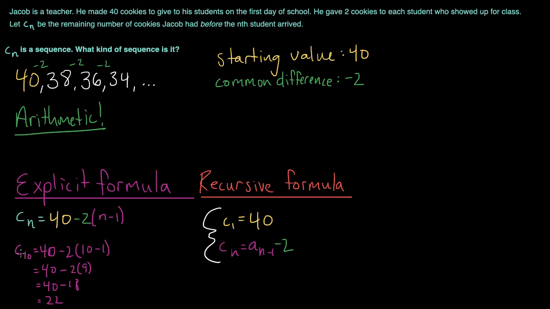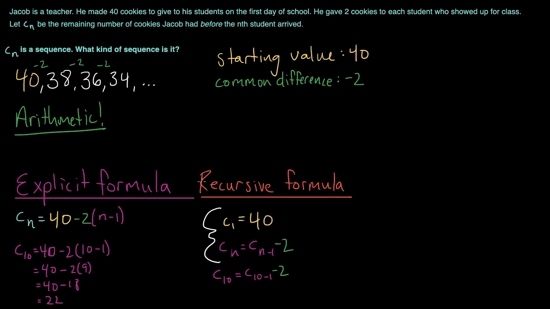So if we wanted to find out what c sub 10 was, then that would be equal to c sub 10 subtract 1, minus 2. So whatever the ninth term, whatever c sub 9 is, we would subtract 2 from that to get c sub 10. And I'm realizing I've got one more a here that I need to fix. There we go. C sub n subtract 1.